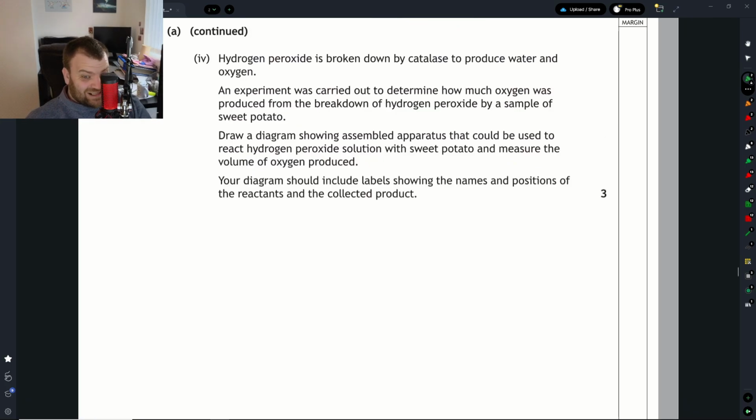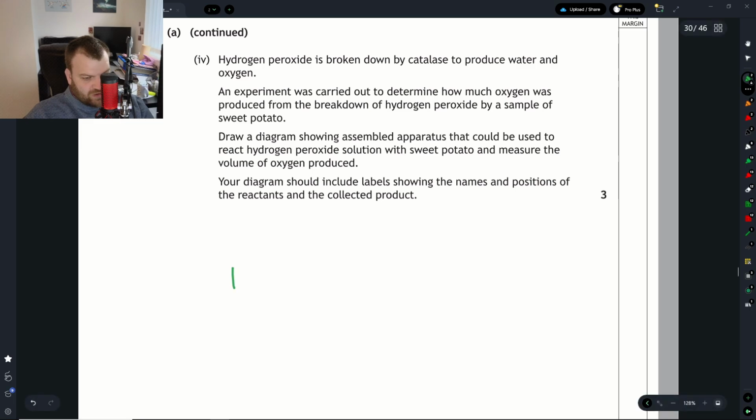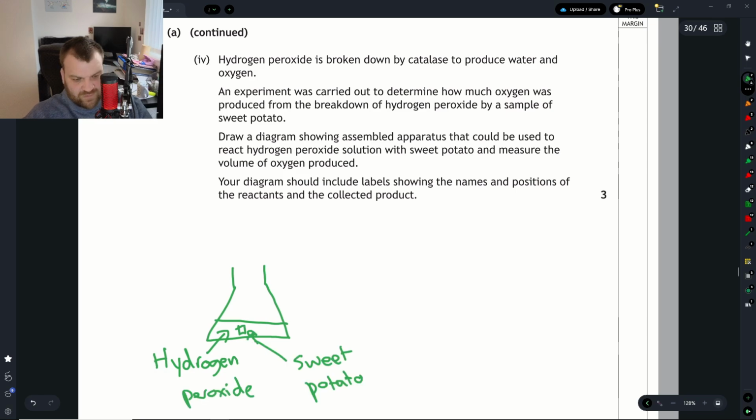Here, we're asked to draw a diagram showing the apparatus used to react hydrogen peroxide solution with sweet potato and measure the volume of oxygen produced. In this one, we've got the option of any kind of container we want. So we're going to want a conical flask with our hydrogen peroxide and our sweet potato. We then want to have a tube coming out, going to carry all of the oxygen that is produced. We want to stopper that off so it only goes into our tube. We want to make sure we're not blocking the tube so it can still pass through.